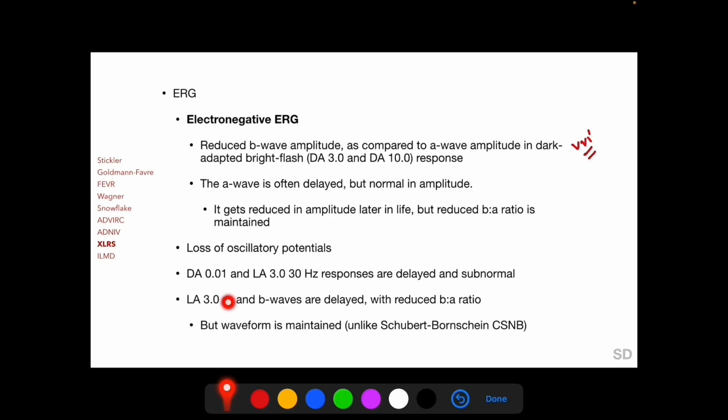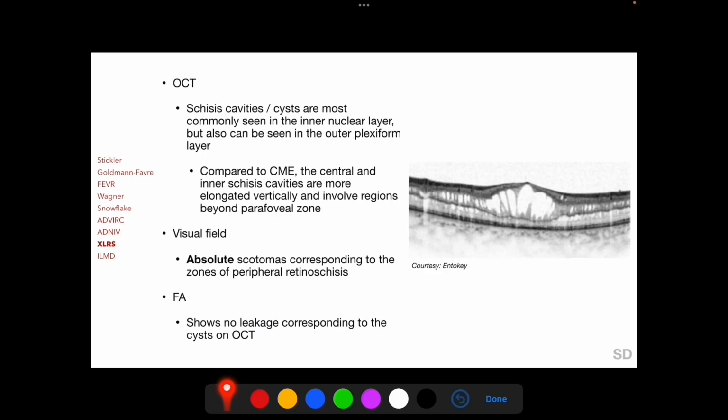Also, the A and B waves in the response to LA 3.0 stimulus are delayed, but unlike Schubert-Bornschein CSNB, which also has an electronegative ERG and which we have discussed in the session on stationary inherited retinal disorders, in XLRS the waveform of the response to LA 3.0 is maintained. OCT in eyes with XLRS shows schisis cavities, most commonly in the inner nuclear layer, but can also be present in the outer plexiform layer.